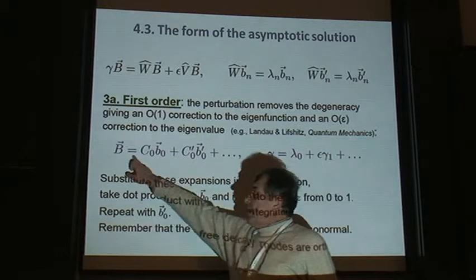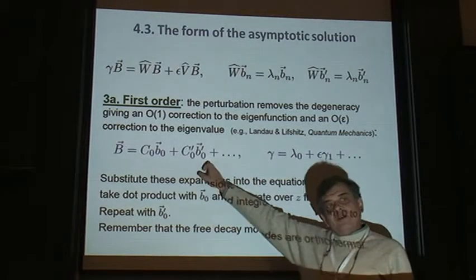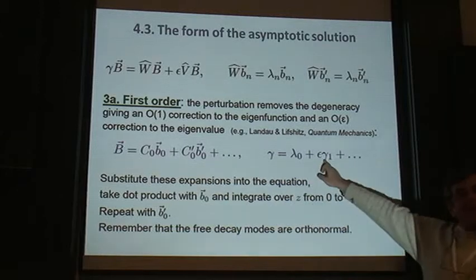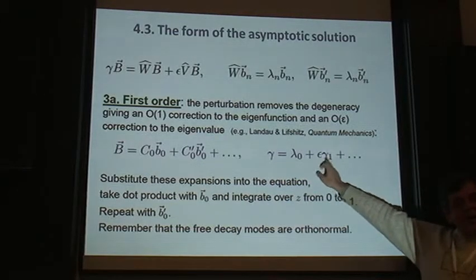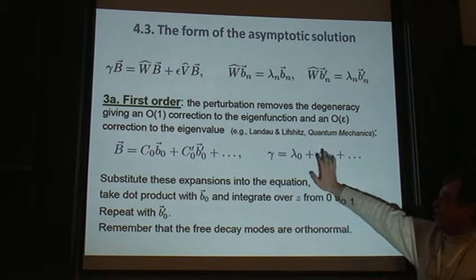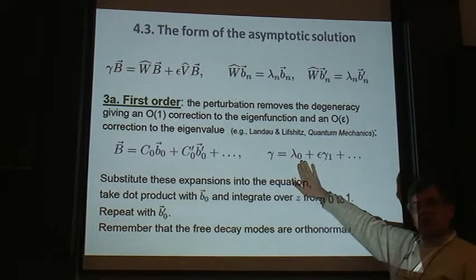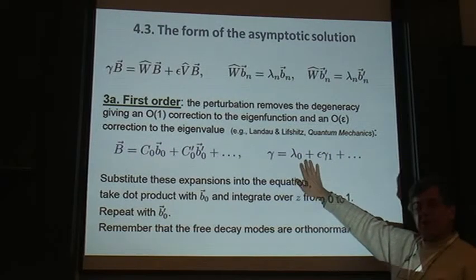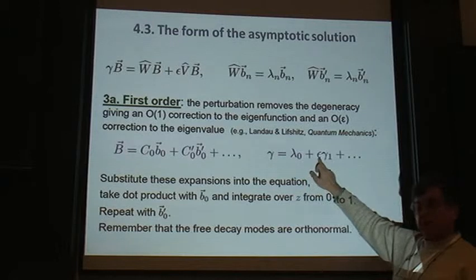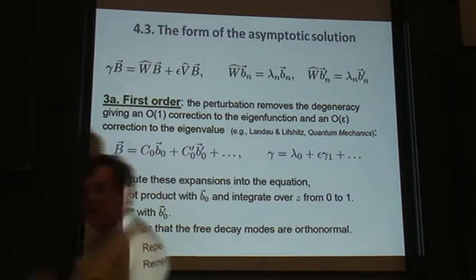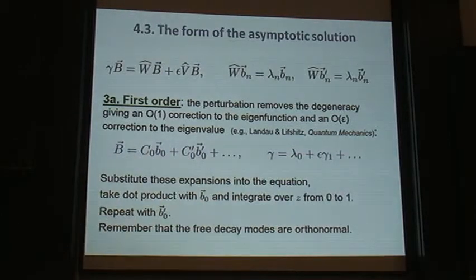That my expected solution for B doesn't contain epsilon. My solution for gamma does contain epsilon. So it seems that these two forms are inconsistent. My ansatz for gamma has higher accuracy in epsilon than my ansatz for B. But this phenomenon is well known from quantum mechanics.